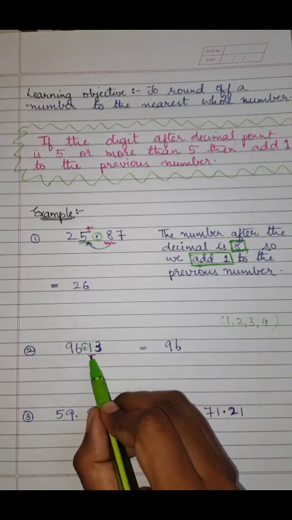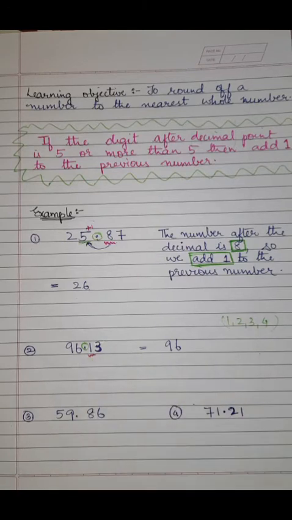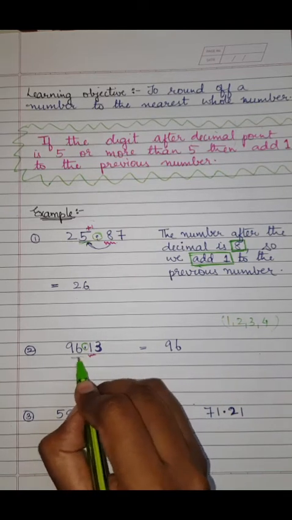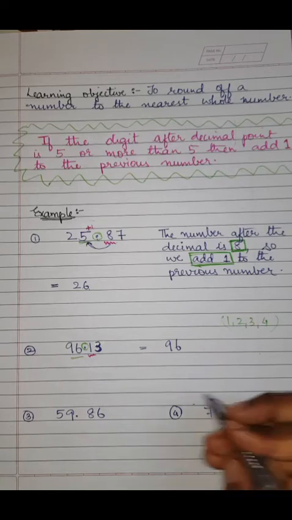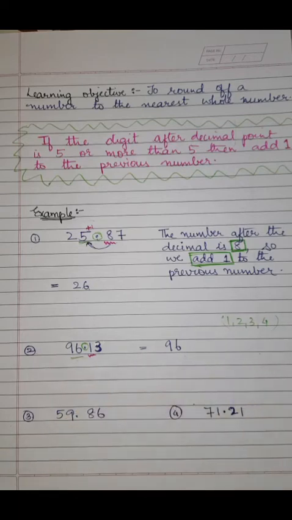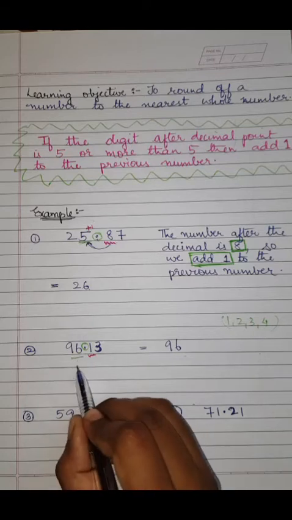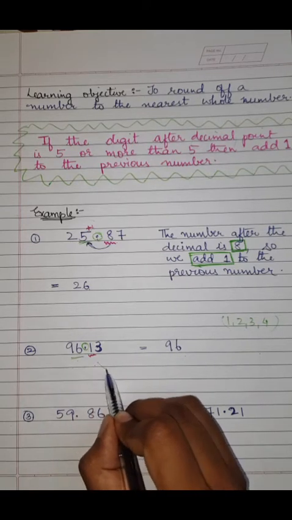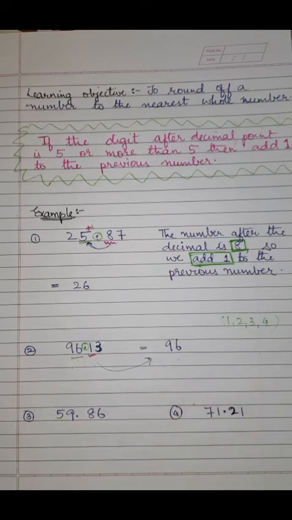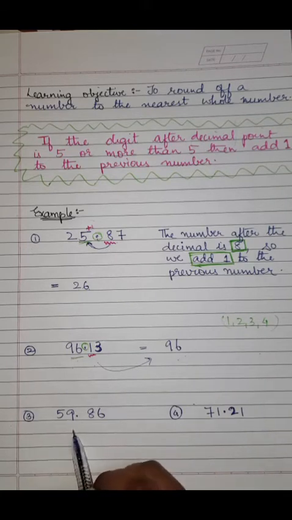So if you have a number after the decimal which is less than 5, the number before the decimal remains the same. So 96 will be just 96 and you will forget the point and any value after that. So 96.13 is rounded off to 96. Okay, let's look at another example.